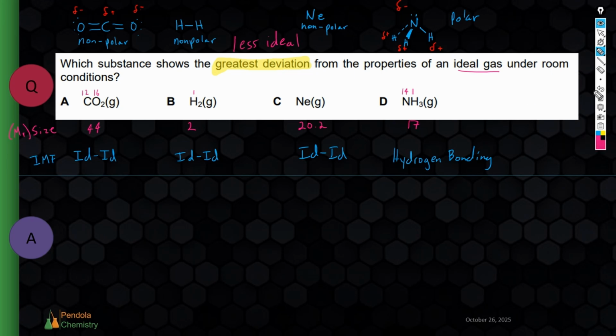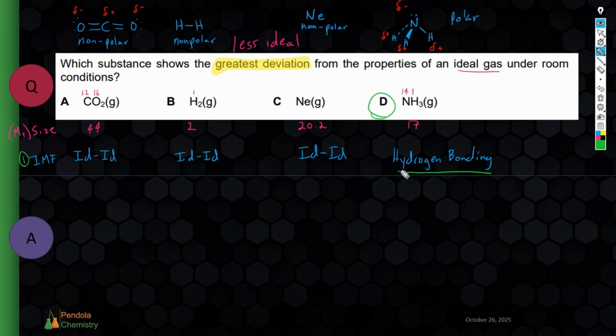Because ammonia has the strongest intermolecular force from any of our options, that means that our correct answer is the ammonia. Yes, it is not the biggest of the molecules. Neon is slightly bigger and carbon dioxide is even slightly bigger than that, or actually twice as big as that. But the hydrogen bonding really overtakes all of the other factors. Again, we always look at intermolecular forces first when we're trying to figure out if something is more ideal or less ideal than something else.